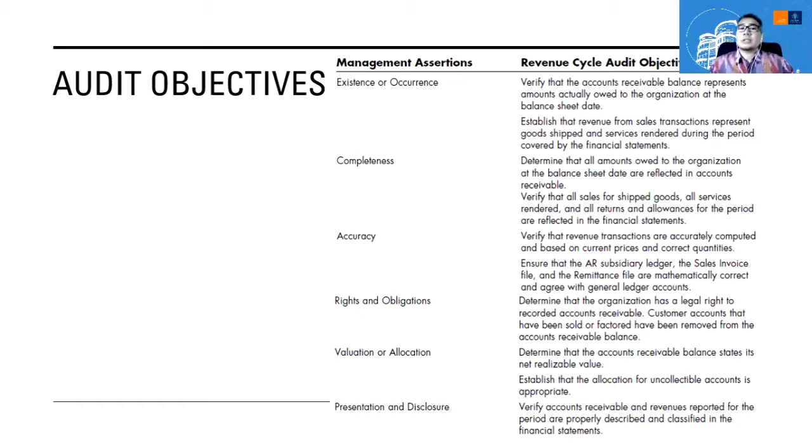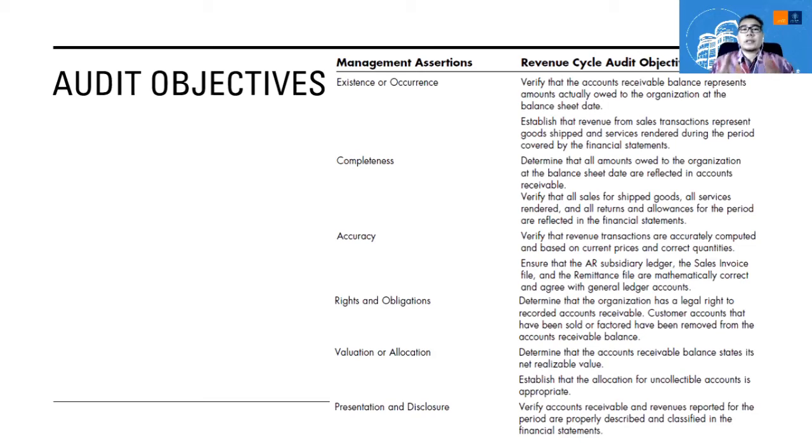For example, here I'm looking at the completeness objective. We need to determine that all amounts owed to the organization at the balance sheet date are reflected in accounts receivable. So all of it has already been recorded completely inside the accounts receivable balance. Now, that's an example.